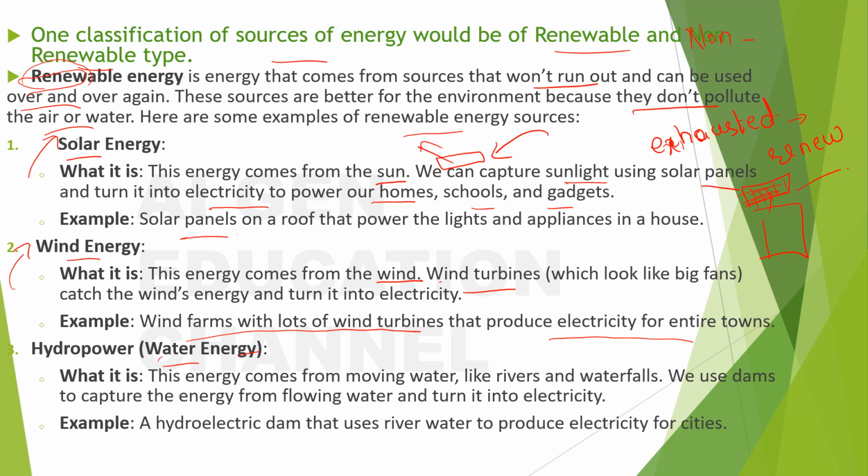What is it? This energy comes from what? Moving water, like rivers and waterfalls. We use dams to capture the energy from the flowing water and turn it into electricity. A hydroelectric dam that uses river water to produce electricity for cities is an example of hydropower energy.